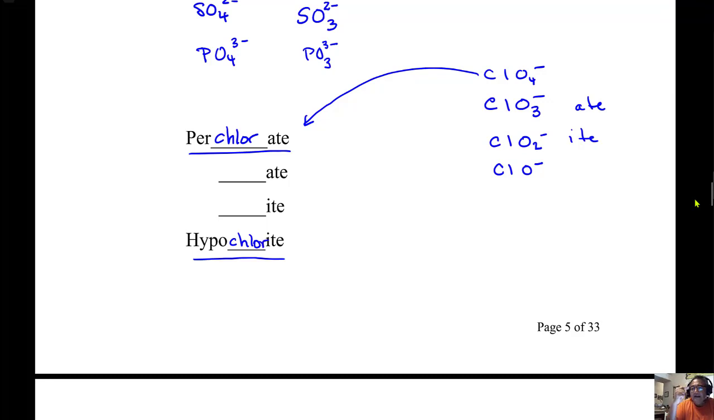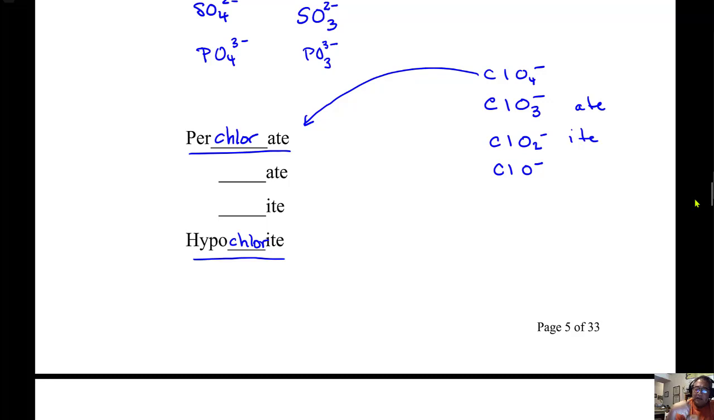So "ate" is one oxygen, right? "Per" is if you have more oxygens, and "hypo" is if you have fewer oxygens in the structure. It turns out this rule applies to all the halogens, except for fluorine, which doesn't make polyatomic oxoanions. But chlorine, bromine, and iodine all do. It turns out sulfur and phosphorus can also lose more oxygens, okay?